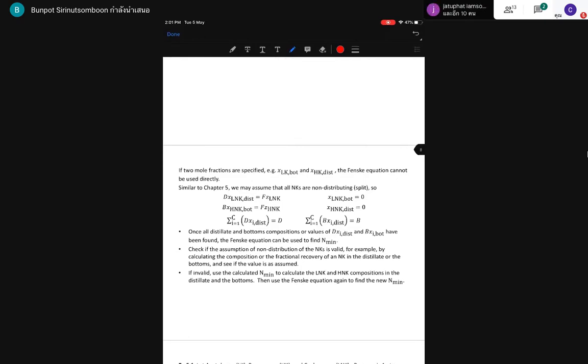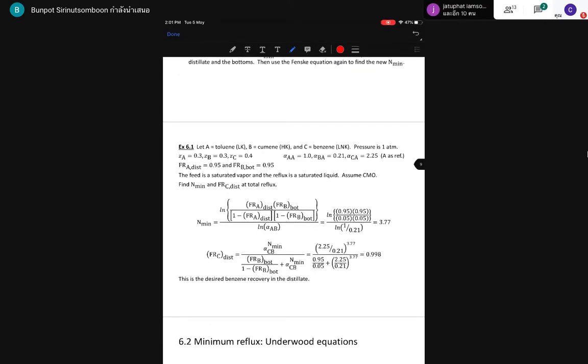Yeah, for example here, the problem asks for the minimum number of stages. So just plug in the values, and then the question also asks for the fractional recovery of the light non-key, compound C, and this is what we get.